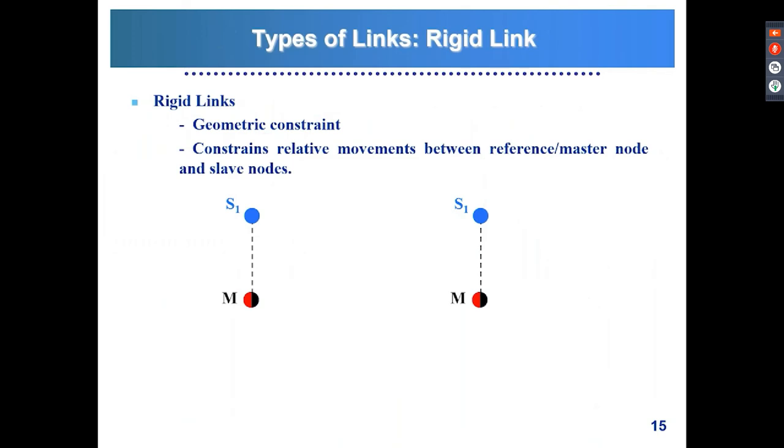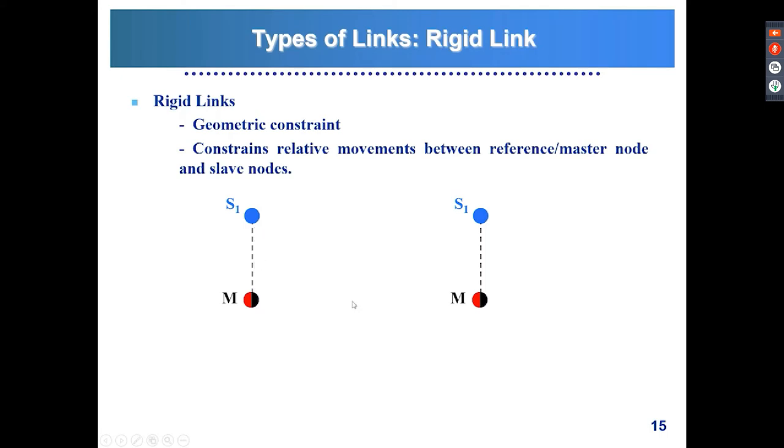Now, moving on to rigid links. As I mentioned before, rigid links are more of a geometric constraint. What it does is keep the distance between the nodes that are being constrained constant throughout the analysis. And another main difference between rigid links and elastic links is that with rigid links, you can link more than two nodes. The way it works is you have to define a master node, then you define one or more slave nodes. And again, the distance between those is kept constant throughout the analysis.